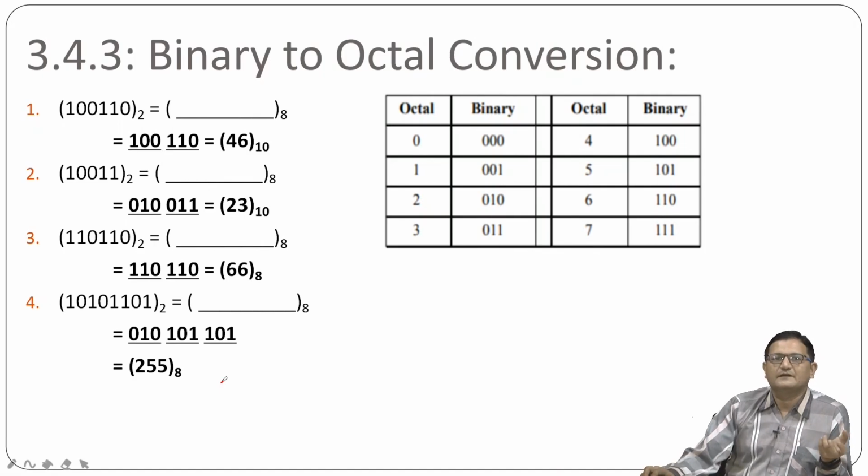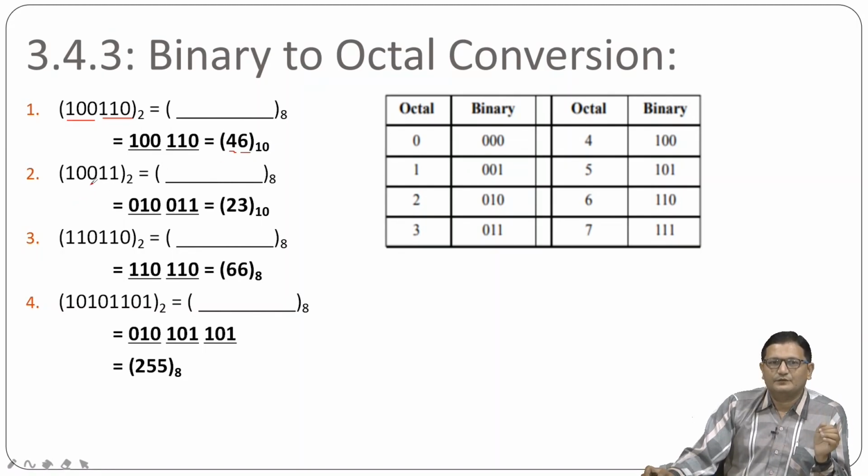Similarly, suppose a binary number is given to you and you need to convert it into octal. What you need to do is make a pair of 3 bits. Suppose this number is given; you make a pair of 3 bits like this, and then you check it out. 100 is what? It's the binary of 4. 110 is the binary of 6, you just write it down, and 46 is the octal number.